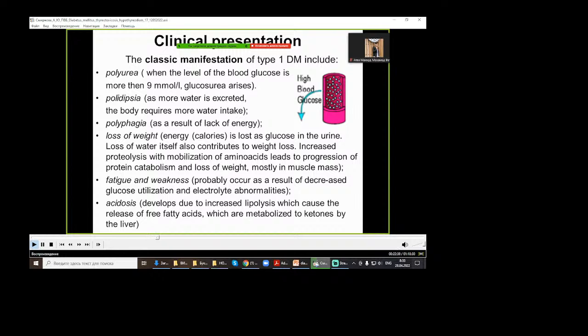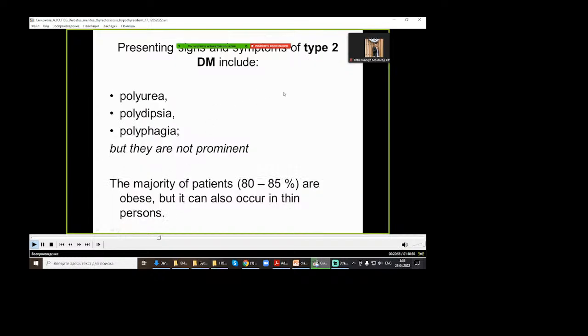Acidosis develops due to increased lipolysis, which causes the release of free fatty acids, which are metabolized to ketones by the liver. Symptoms of the second type of diabetes mellitus include polyuria, polydipsia, and polyphagia, but they are not so prominent as in case of diabetes mellitus of the first type.